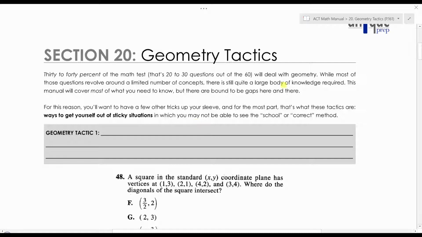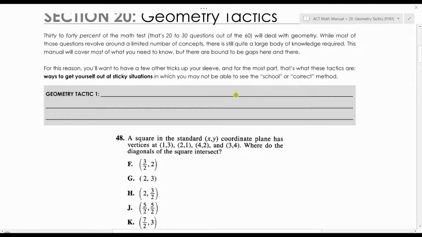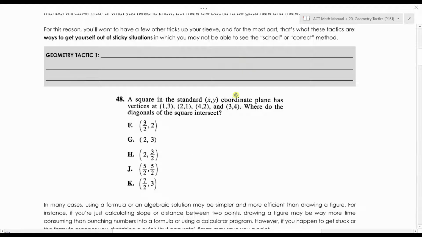So what the geometry tactics are all about, they are just that. They are tactics to get you past some of the sticky situations that you're going to find yourself in on geometry questions. And some of these aren't really mathematical at all. Some of them are simply about drawing figures or approximating figures. So some of these things you may not need the exact geometry knowledge that the question intends to require. So let's start with geometry tactic number 1.